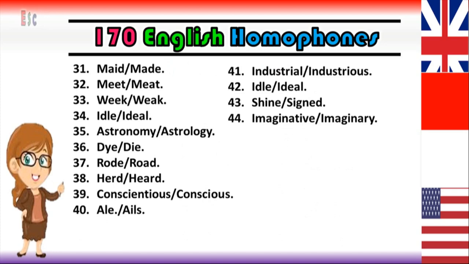31. Maid, made. 32. Meat, meet. 33. Week, weak. 34. Ideal, idol. 35. Astronomy, astrology. 36. Die, dye. 37. Road, rode. 38. Heard, herd. 39. Conscientious, conscious. 40. Ale, ail. 41. Industrial, industrious. 42. Idol, ideal. 43. Shine, signed. 44. Imaginative, imaginary.